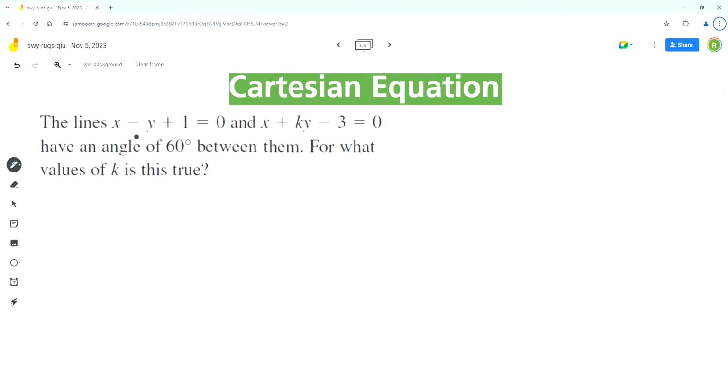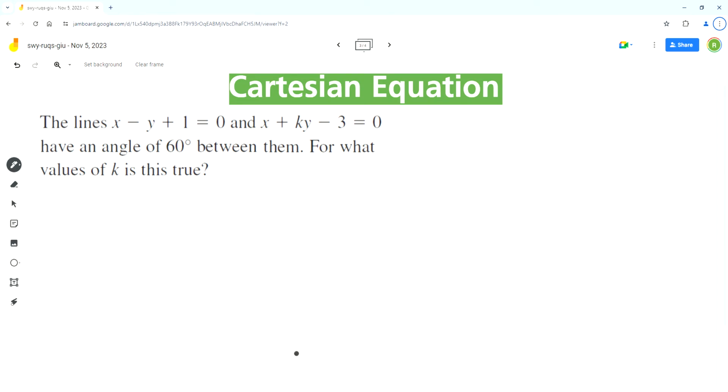So we are given the equation of two lines in Cartesian form and the angle between them is 60 degrees. We can use the Cartesian equations to find the normal vectors for these two lines. And the angle between the lines is equal to the angle between their normal vectors. So there's a very important concept we need to understand and memorize.